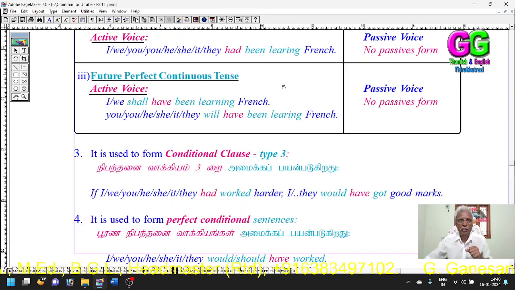Then future perfect continuous tense. We shall have been learning French. I mean, four verbs: three auxiliaries and one present participle. Three auxiliaries: shall or will, have, be, plus the present participle of the main verb. I shall have been learning French. For second and third person, will. They will have been learning French. No passive form.